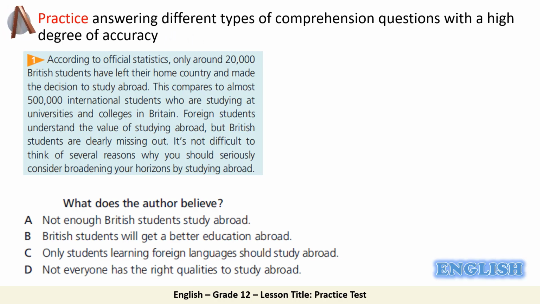Well done. So, which answer have you selected? Excellent. The writer believes that not enough British students study abroad. And what justifies this answer is that he mentions that the British students are clearly missing out compared to students from other nationalities.